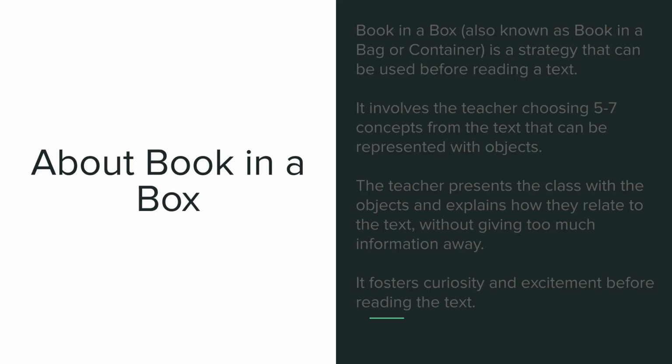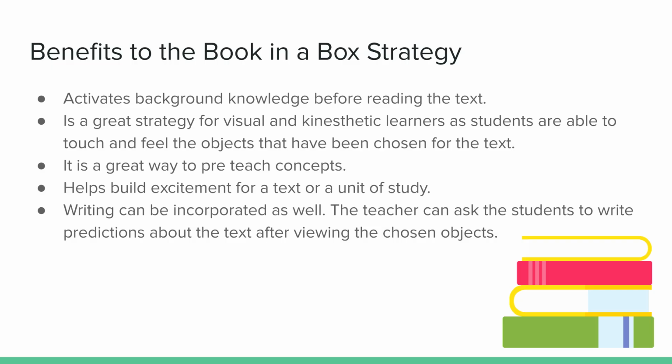So it involves the teacher choosing 5 to 7 concepts from the text. This could be character, this could be themes or central ideas, and then choosing objects to represent those concepts. The teacher presents the class with the objects and explains how they relate to the text without giving too much information away. So this can help foster some curiosity in the students and then also some excitement before reading the text, giving them a little bit of a preview without sharing too much of the information.